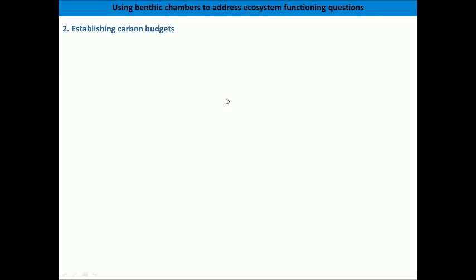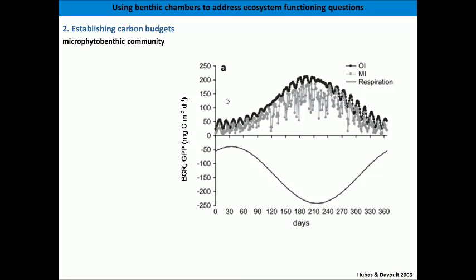Using all these measurements to study different environmental factors, you can then put together a carbon budget. So I'll illustrate what has been done on a microphytobenthic community. You have here, in the negative values, benthic community respiration, and in the positive values, gross primary productivity, in black under optimal irradiance, that is without taking the effect of any cloud cover, and in gray under measured irradiances.